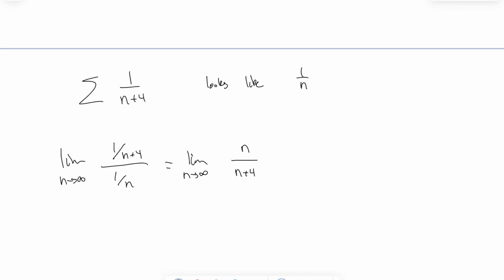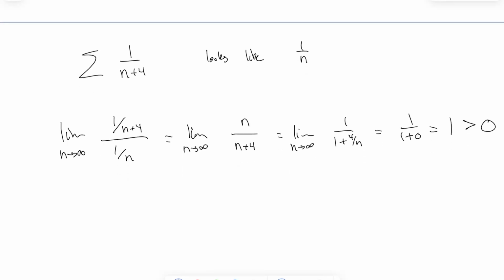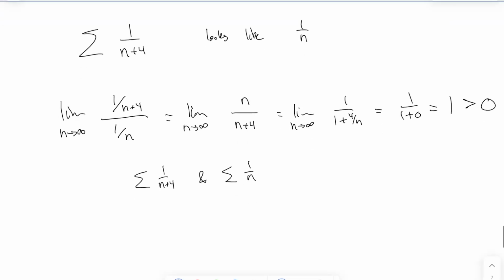All right, anyway, what's the limit of that? We do the thing, you divide out by the n's. This is a fairly straightforward limit to do now. It's 1 over 1 plus 4 over n. And then take the limit, that 4 over n becomes a 0. You get 1, all right? 1 is a constant. That's what we're looking for when I do the limit thing here. This is a constant which is greater than 0, all right? If you get 0 there, it means you chose the wrong function to compare it with. Or maybe it just means you can't do the limit comparison test for this example. But anyway, that means the series 1 over n plus 4 and the series 1 over n have the same convergence.